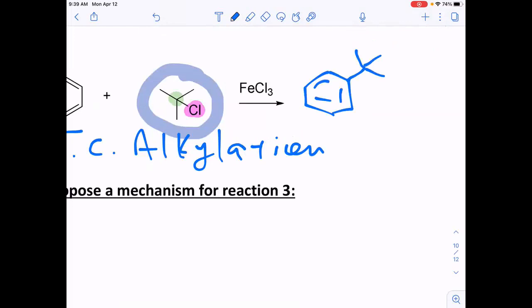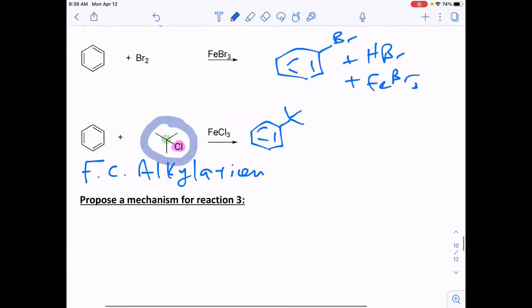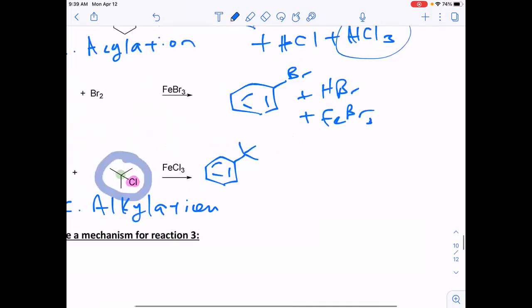All right, so I'm going to attach that group to the ring just like that. And then, of course, the side products will be HCl, which we don't really care about. And we get the catalyst back, right? We don't care about the side products more so than we do the main product.